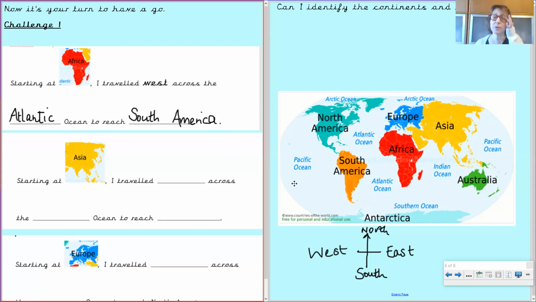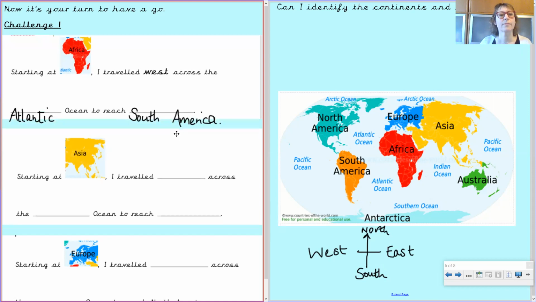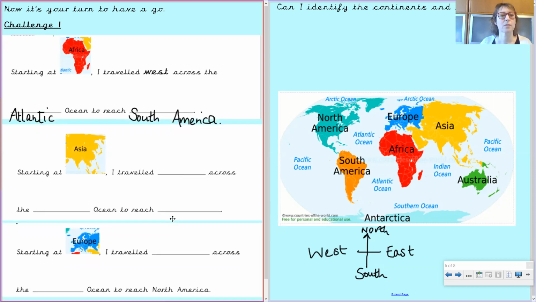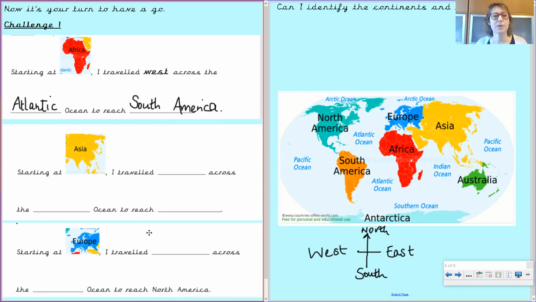Right, so the next ones you've got to do by yourselves. So starting at Asia, travel, and you get to choose which way you want to travel and which ocean you're then going to cross and where you're going to reach. And then the last one, I can't see that last one. I need to move those ones up. There we go. Okay, so this one you are going to start in Asia, travel where you like, across whichever ocean you want, to reach whichever continent you want.